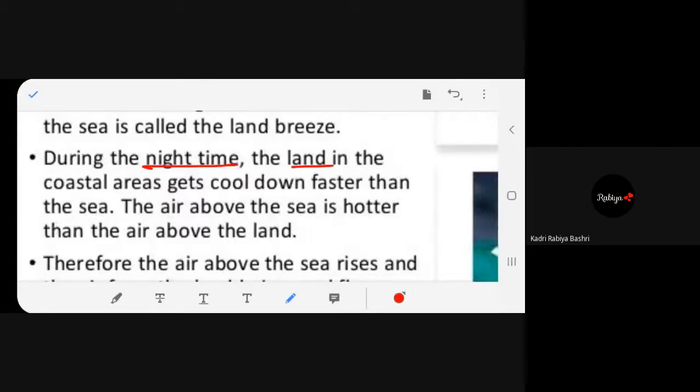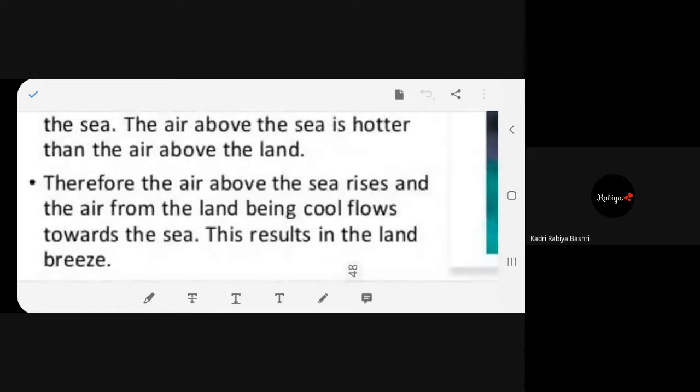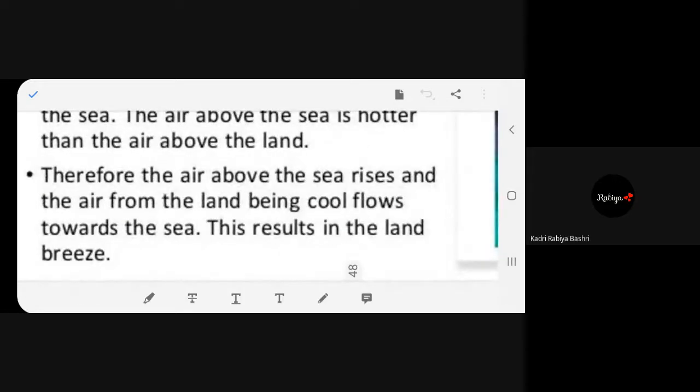So the land gets cooled down faster as compared to the sea. Is this clear? The land is cooling faster than the sea. So what is happening? Air above the sea is hotter as compared to the air above the land, right, beta? So what happens? From the sea, the air rises now. In the morning, the air was rising from the land, but at night time, the air above the sea will rise because that is hotter than the land.